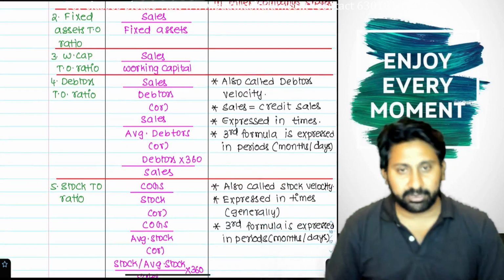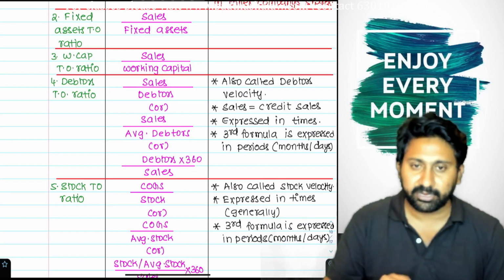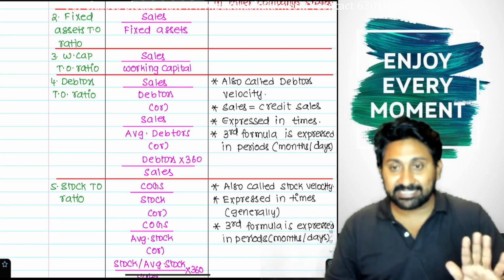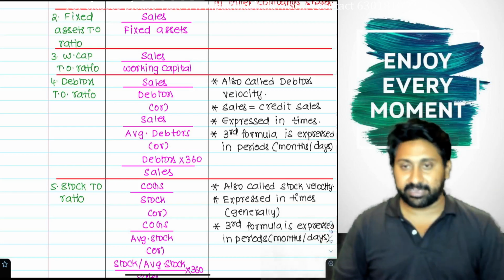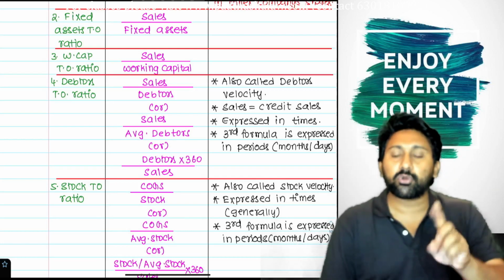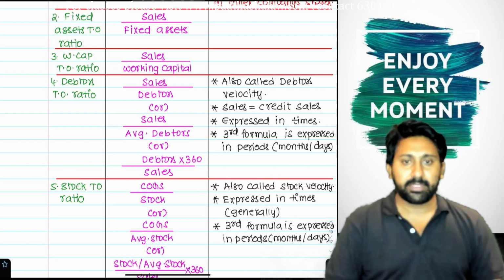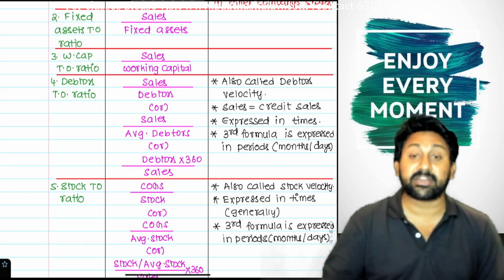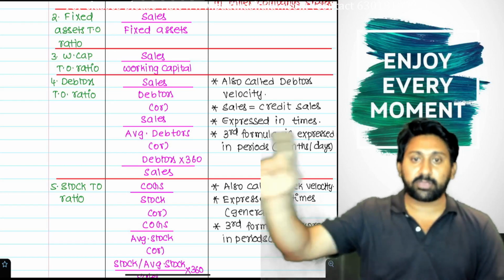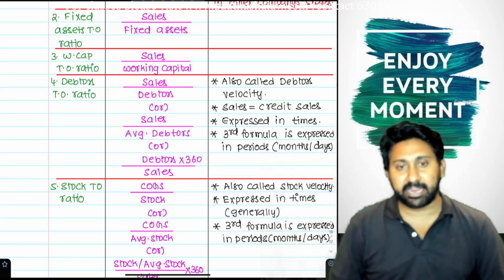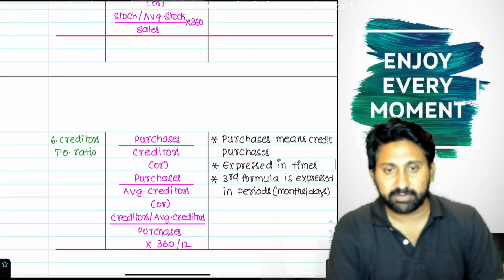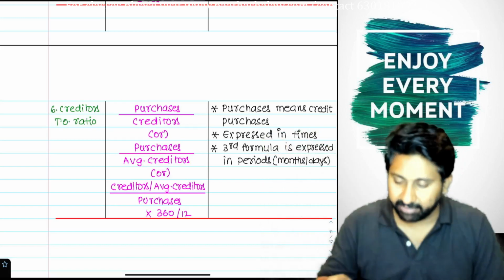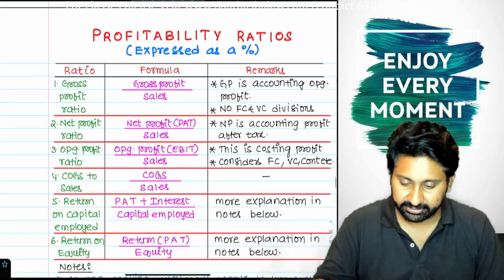Debtors: sales by debtors. Sales 100, debtors 50. What does it mean? The sales is 2 times the debtors. Means total sale is 2 times the credit sale. If credit sale is 1 rupee, total sale will be 2 rupees. Next, if you want to know debtors velocity, meaning debtors collection period, it is debtors divided by sales into 360. We have already done that in the working capital chapter. Stock turnover is the same concept. Creditors turnover: instead of taking sales as turnover, we have to take purchases here. Every other thing is the same.